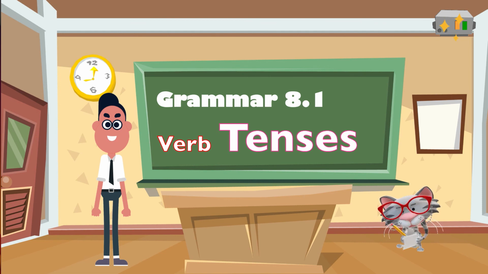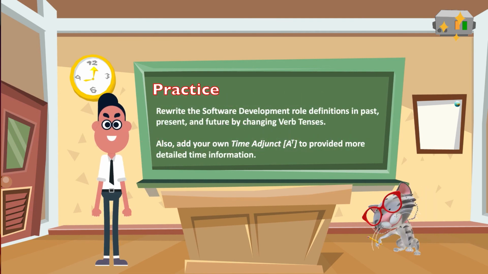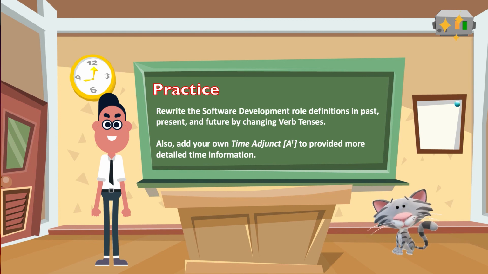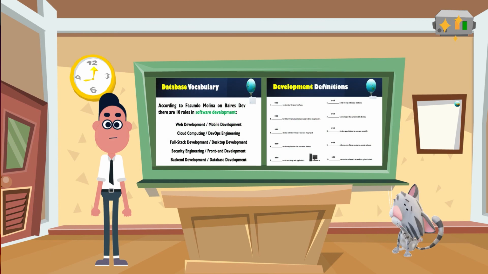Alright, so we learned the verb tenses, hopefully, and now we're ready to practice them. Rewrite the software development role definitions from the vocabulary in past, present, and future by changing verb tenses. Also, add your own time adjunct to provide more detailed information. You will see this in the handout and in the book as your option. So let's look at it.